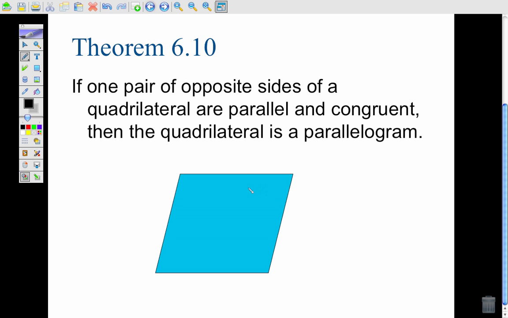Okay, this allows us to work with the parallel and congruent ideas, but the key here is that it's one pair. So I'm looking at just one set of sides, and they have to be both parallel and congruent. And it could be either set of sides, but it has to be both on one pair.